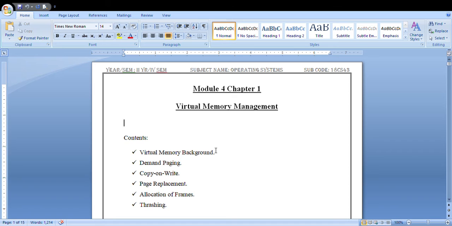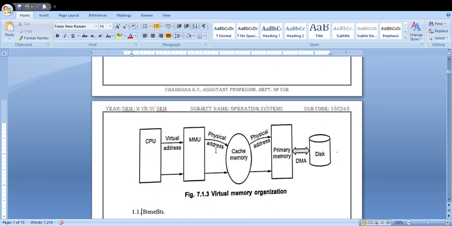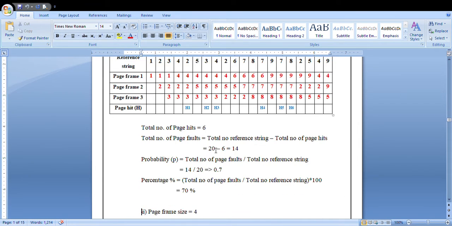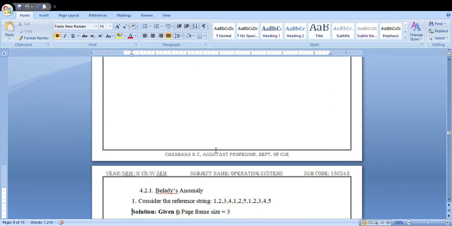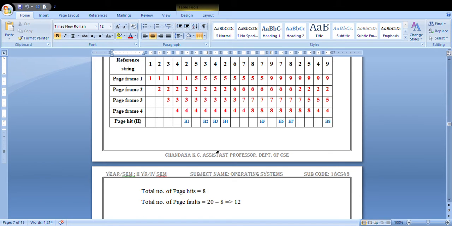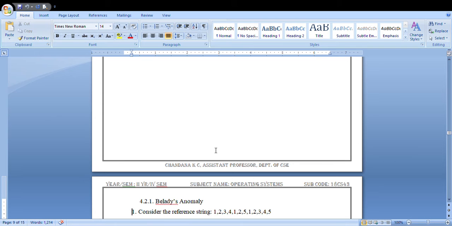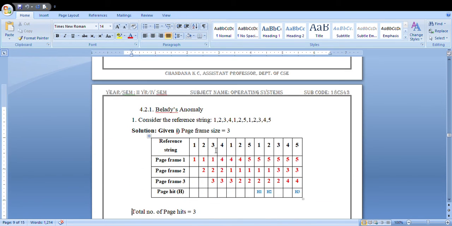I keep on saying we are discussing your Module 4, Chapter 1, virtual memory management. In the previous video, we discussed page replacement algorithms and the first one, FIFO, first in, first out. So, in this video, let's discuss the next page replacement algorithm, how it works and how to calculate the values. In the previous video, we saw how the page replacement algorithm takes place and what Belady's anomaly means.